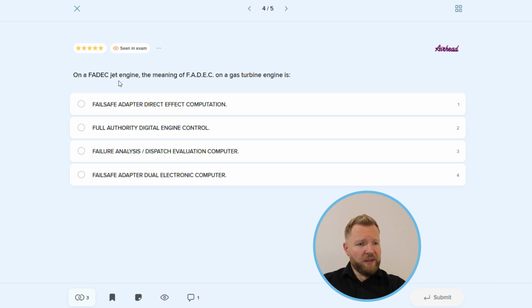On a FADEC jet engine, the meaning of FADEC on a gas turbine engine is, and this is full authority digital engine control, so it's going to be answer number 2. Now, I want to use this question to explain how this system works and what it comprises of. So the key part of the FADEC system is the EEC, engine electronic controller, together with the FMU, fuel metering unit.